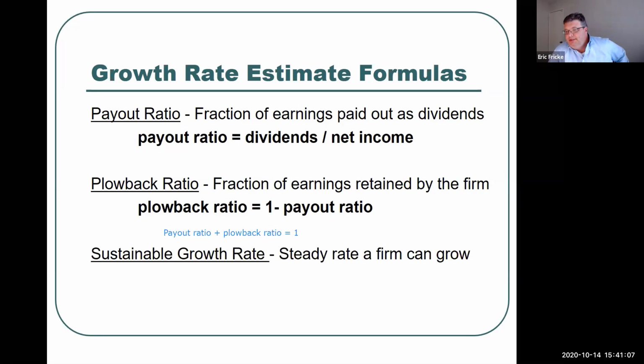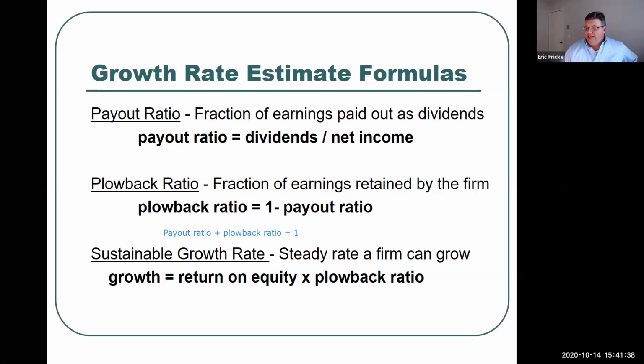Okay, this leads us to how we're going to estimate growth, G. And it's called the sustainable growth rate here. It's a formula that works better for a steady state company, not something like Tesla or Amazon, but maybe something closer to PG&E or Procter & Gamble, something like that. So the equation is that the growth rate, G, is equal to return on equity multiplied by the plowback ratio.